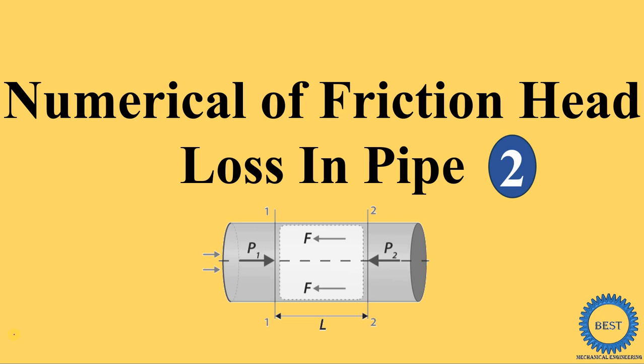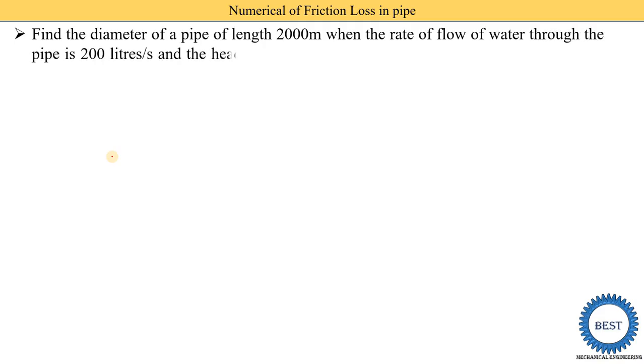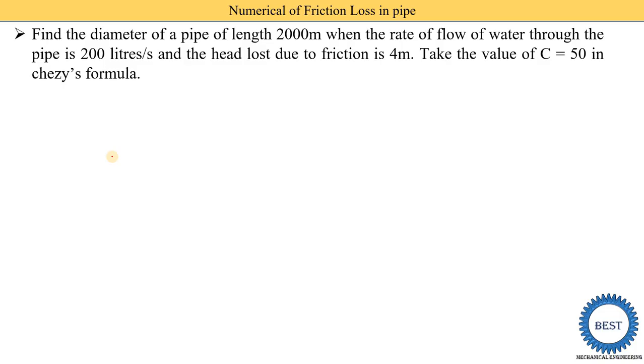In this video, we solve the second numerical of friction head loss in a pipe. So first we understand the problem statement. In the last numericals, we found the friction head loss HF by using the Darcy formula and Chezy's formula. But in this video, we are finding the diameter of a pipe.